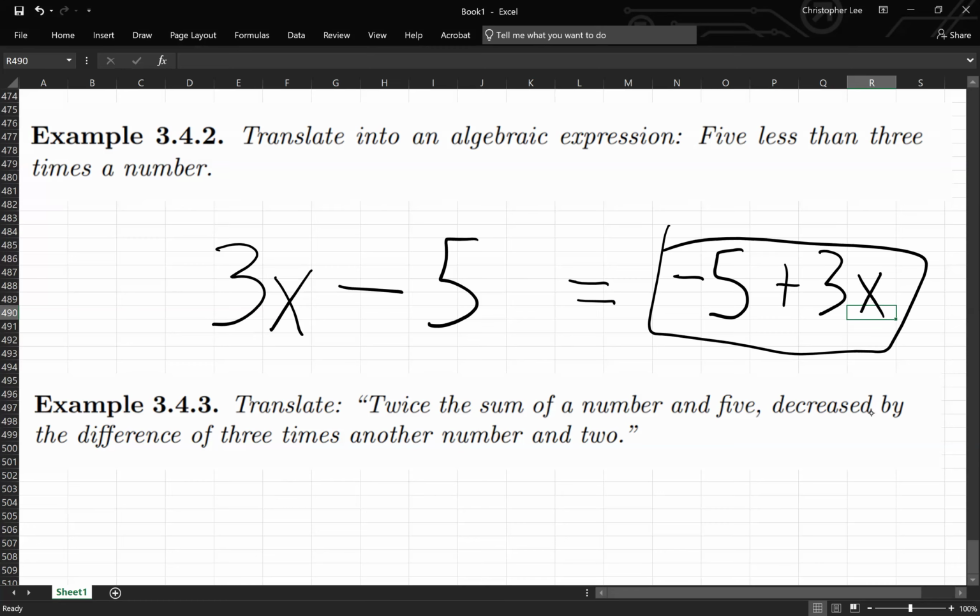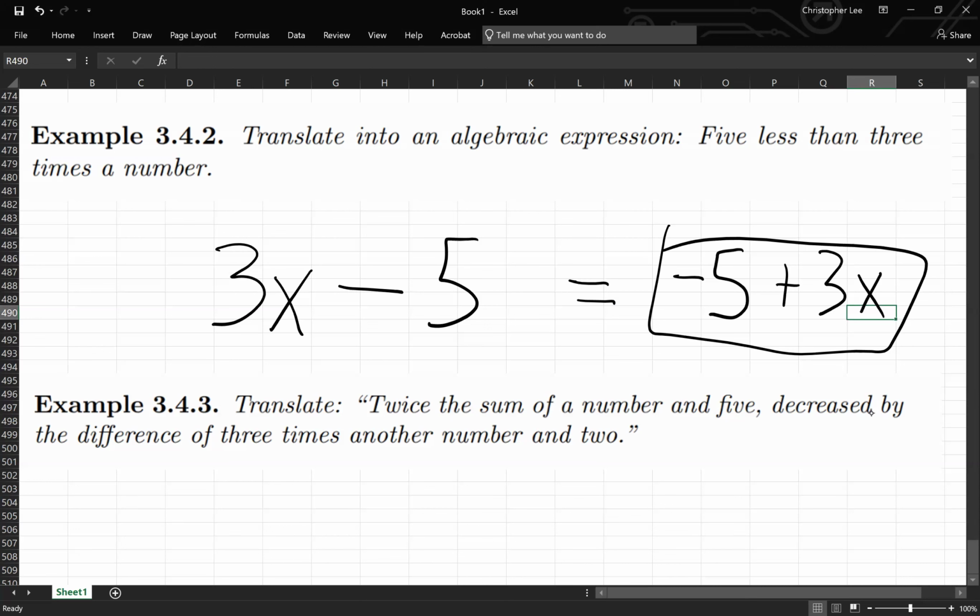Exactly. Very good. You could put anything. My favorite thing is to put C for Chris.